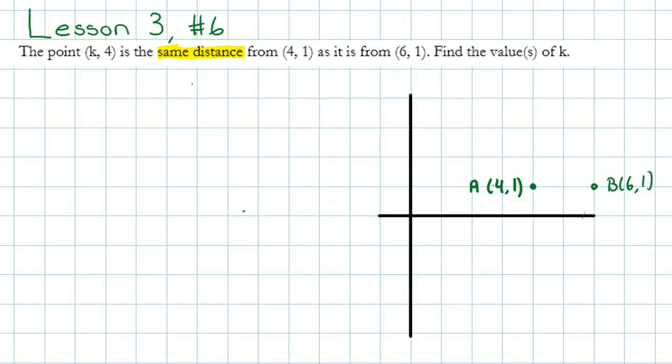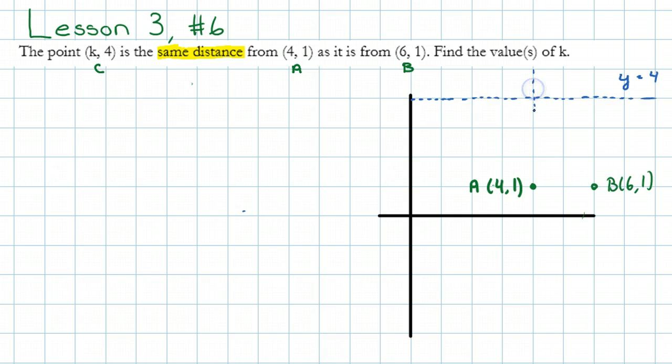This is the type of question I can very easily do graphically. I've graphed my points (4, 1) and (6, 1), and I've named these A and B to help with explanation. We'll call this C, and if I know that the point C is (k, 4), that means the y value is going to be 4. So let's put a dotted line along y equals 4, and that's going to help give me an idea of where the point (k, 4) will sit.